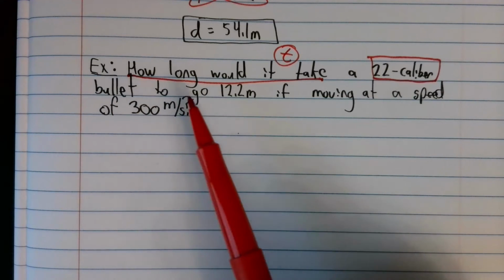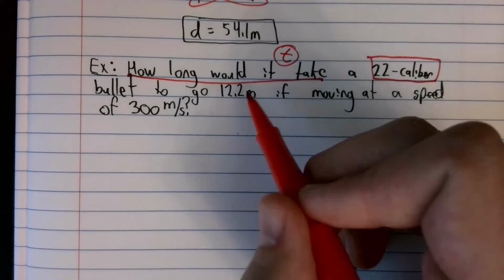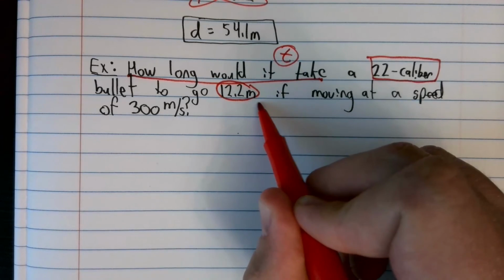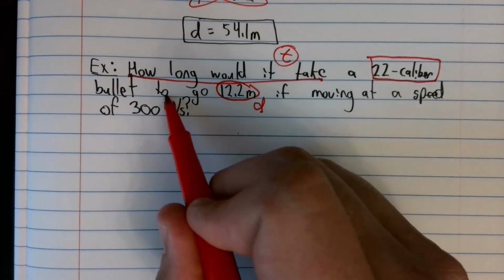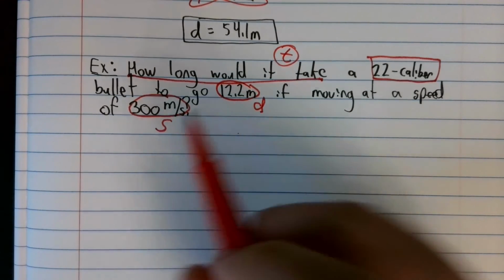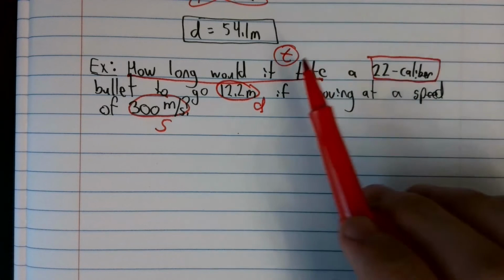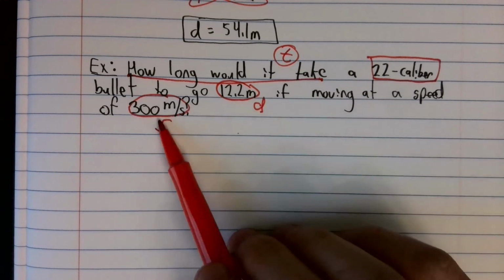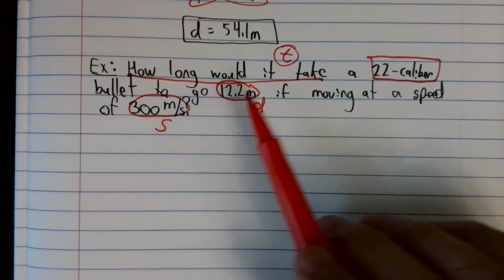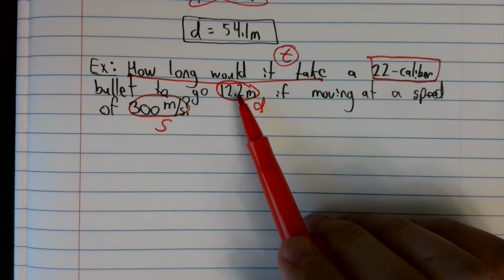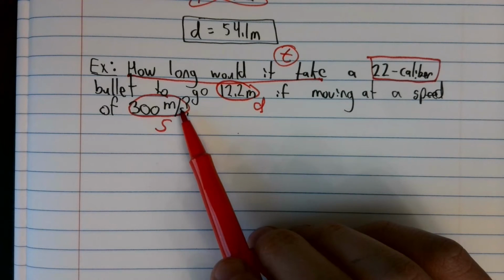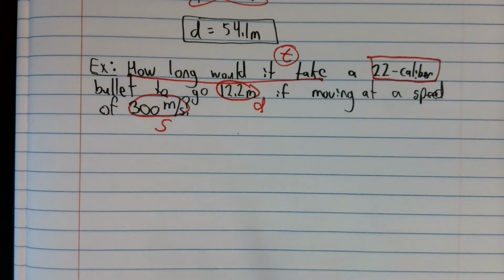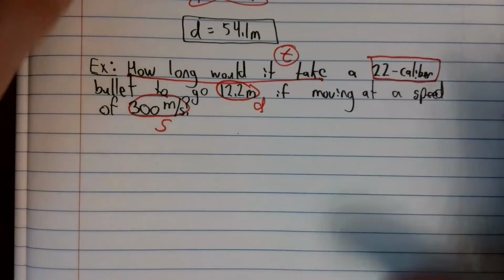Anyway, moving on. It goes 12.2 meters. Since that's meters, it's got to be distance. And it's moving at a speed of 300 meters per second. So there's everything. We're looking for time, we're given distance, and we're given speed. How about our units? Well, this is in meters, so we're good. This is in meters per second, so we're good. So looks like no conversions on this problem. So it'll be quite easy.